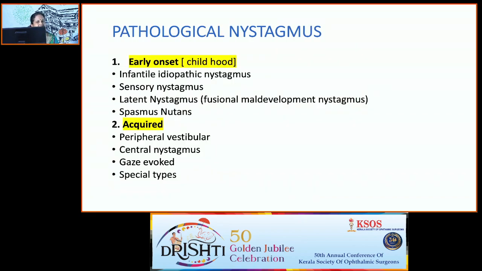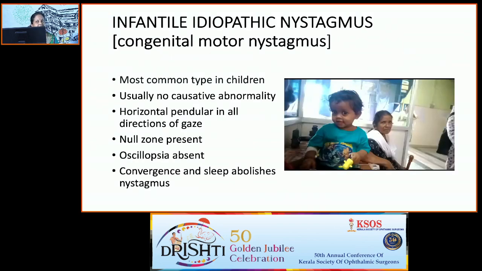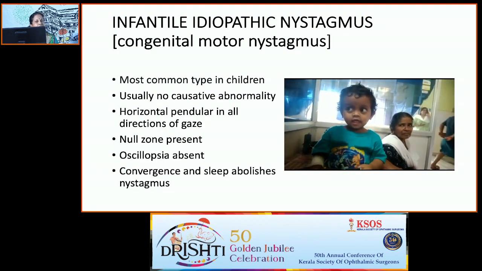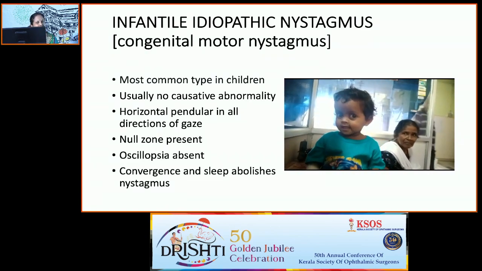Now coming to pathological nystagmus. Depending on the age of onset, it can be early onset or childhood nystagmus, or acquired nystagmus or adult onset. Early onset nystagmus, we have infantile idiopathic nystagmus or congenital motor nystagmus, then sensory nystagmus, latent nystagmus, and spasmus nutans. Latent nystagmus you have already seen. Now coming to the first variety, that is the infantile idiopathic nystagmus or congenital motor nystagmus. This is the most common type we see in children. It is idiopathic. There is no causative abnormality.